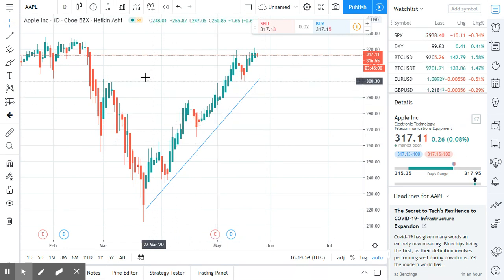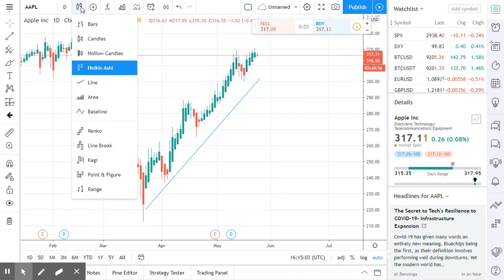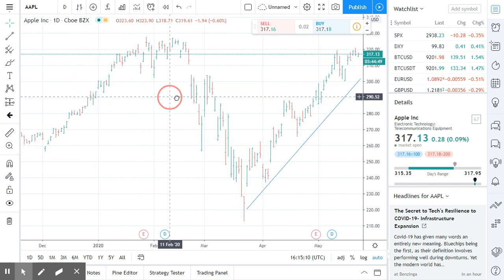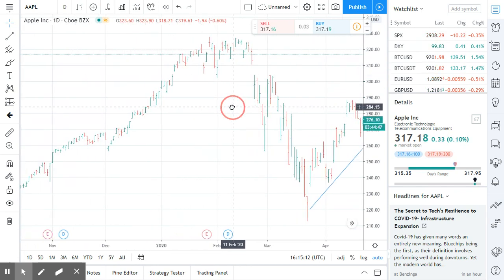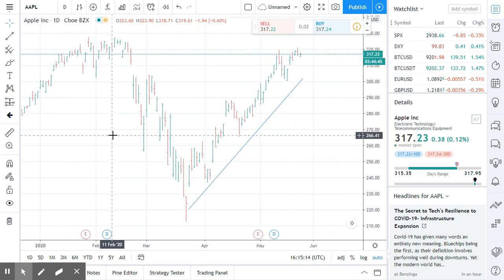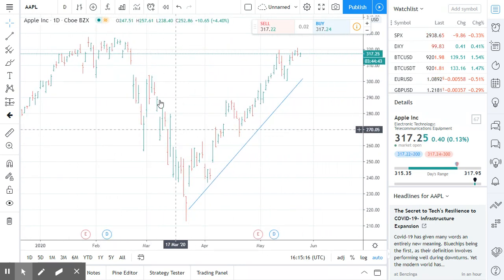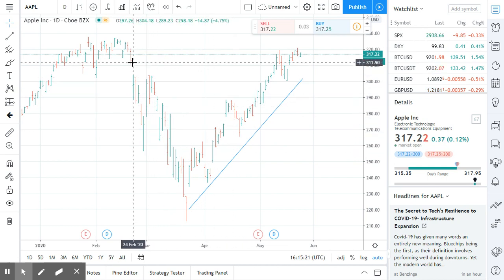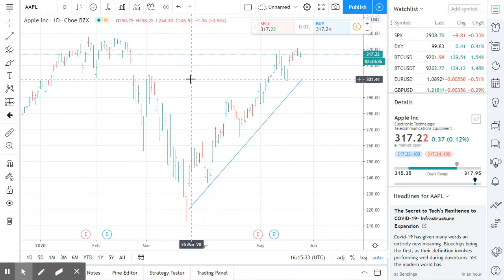Okay, so now let's get started. There are a lot of types of charts. The first one I'll talk about is bars. So these are bars, and I don't recommend anyone using them. As you can see, they're hard to predict what will happen, like if it will be an uptrend or downtrend, or whether it will go down or go up.